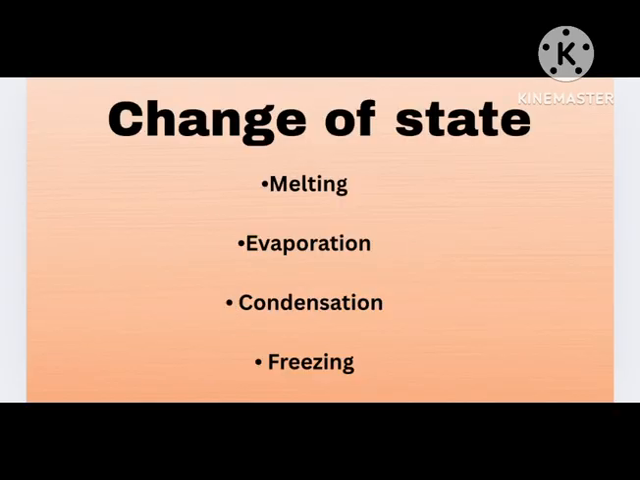Next topic we have is change of state. Matter can change from one state to another state when it is heated or cooled. For example, जब हम लोग पानी को heat करते हैं, it changes to water vapor, which is a gas, and when we cool it, it changes to ice, which is a solid. There are four main processes by which matter can be converted from one form to another form. First one we have melting, then evaporation, condensation, and freezing. We'll be talking about each one of them in detail.